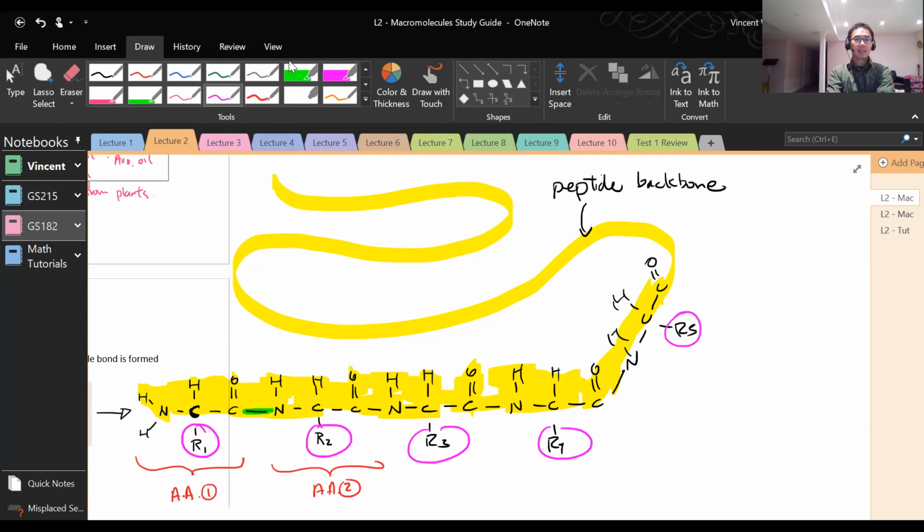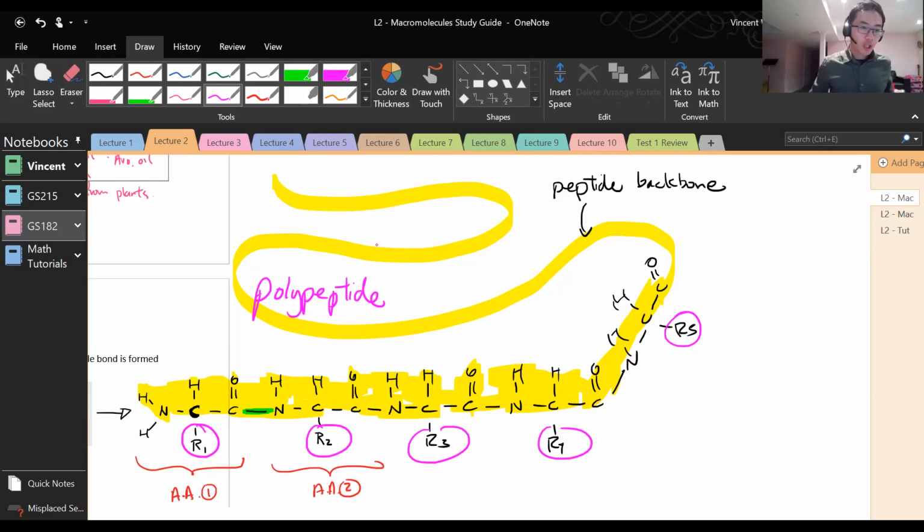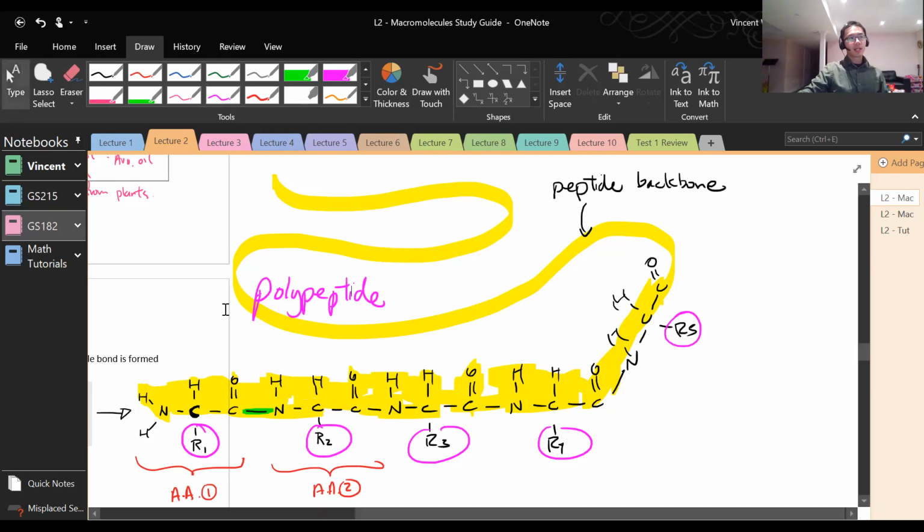So this whole thing is called a polypeptide. Polypeptide is the protein version of polysaccharide. Polysaccharide is a long chain of sugar, right? So if you have a long chain of amino acids, that's a polypeptide. Are we together?